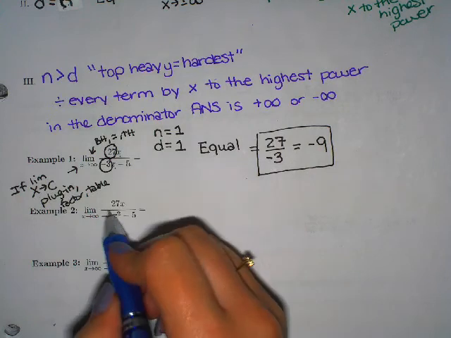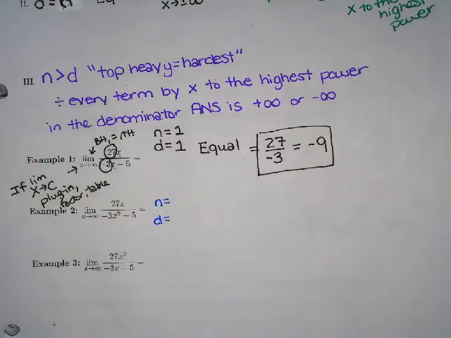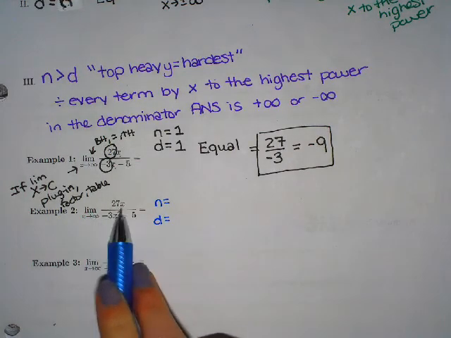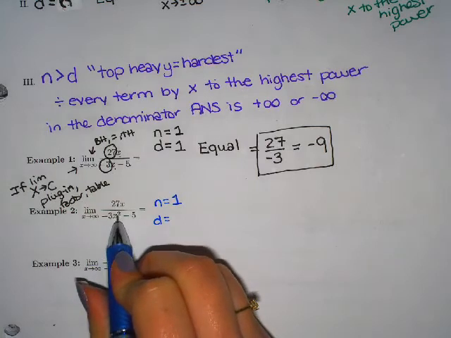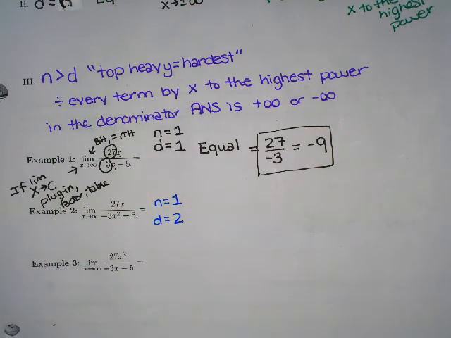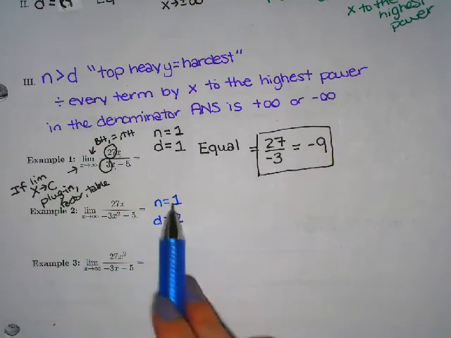Let's do it again. So in the next one, I'm going to look at the degree of the numerator, the degree of the denominator, and try to make a decision based on it. So the degree of the numerator is 1, and the degree of the denominator, -3x squared minus 5, the highest power of x in the denominator is 2. And again, the only reason I'm doing this is because of the limit at infinity. If it was x going to 4, I'd plug in, factor, make a table.